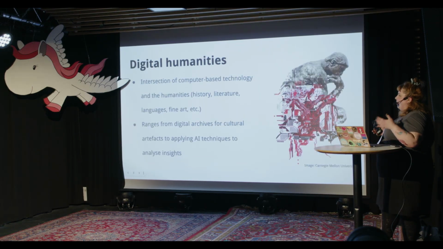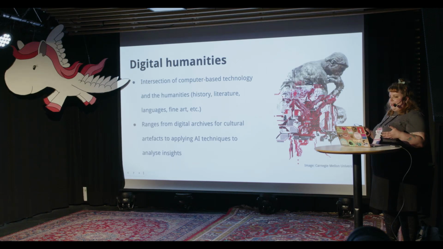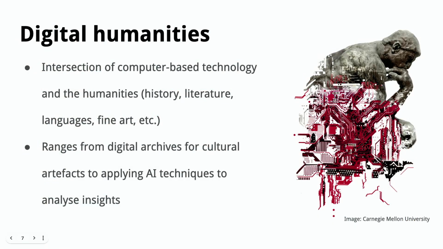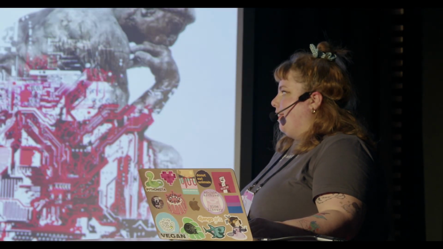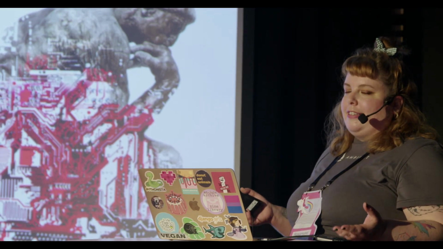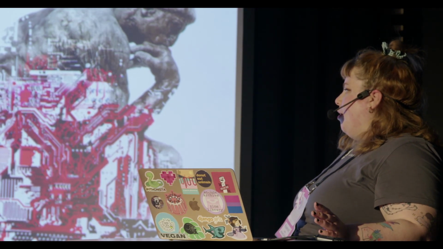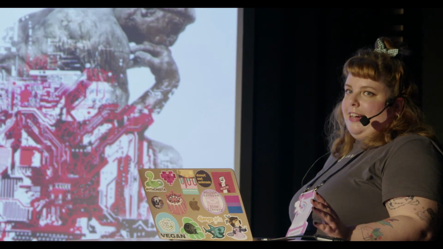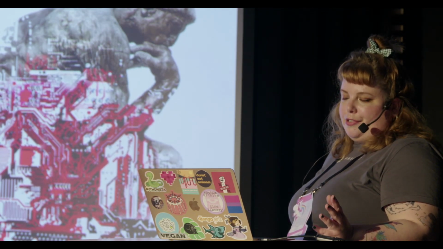And the section that my project falls under is digital humanities, which is this massive umbrella, this massive discipline, let's say. And as you might guess, it is the intersection of technology and humanities, so history, languages, and so on. And yeah, you can do masters and PhD programs about it. So some of the things you could do with it is a digital archive for cultural artifacts in a museum maybe, or you might be able to apply AI techniques to analyze insights from primary and secondary sources.